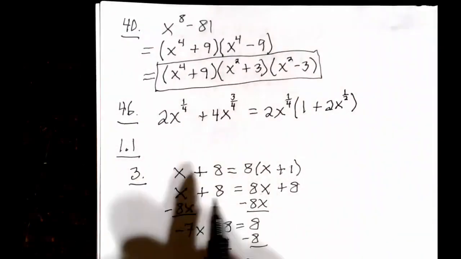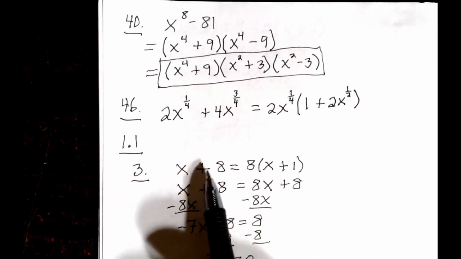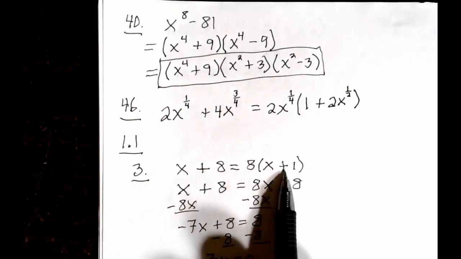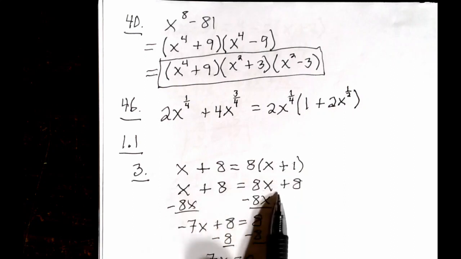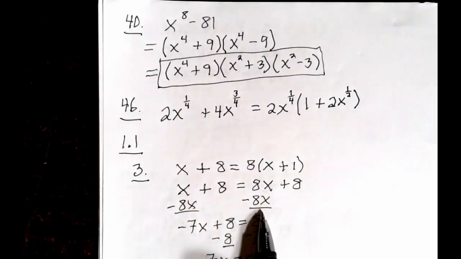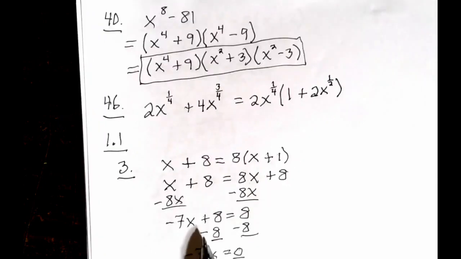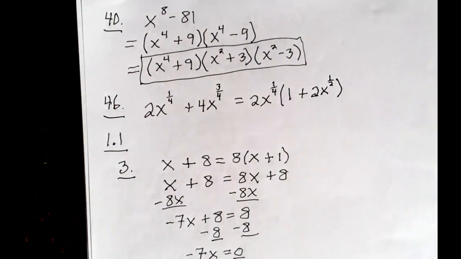Now those are all from chapter 0 review. This is from section 1.1. They ask you to solve. So get rid of your parentheses. 8 times x, 8 times 1. Now let's bring everything that's a variable to the left by subtracting 8x. Let's bring all our constants to the right by subtracting 8. And then undo multiplying by -7 by dividing by -7. And you get x equals 0.